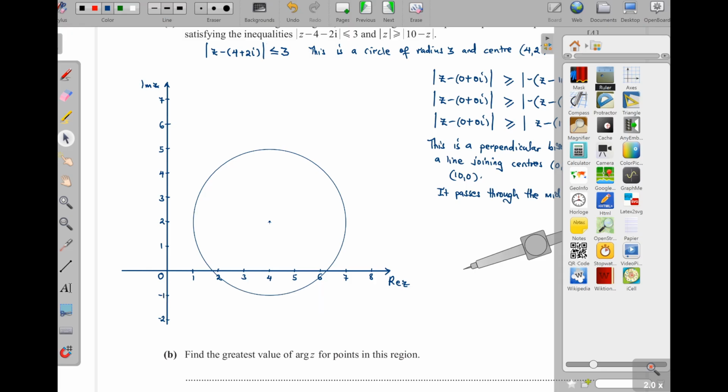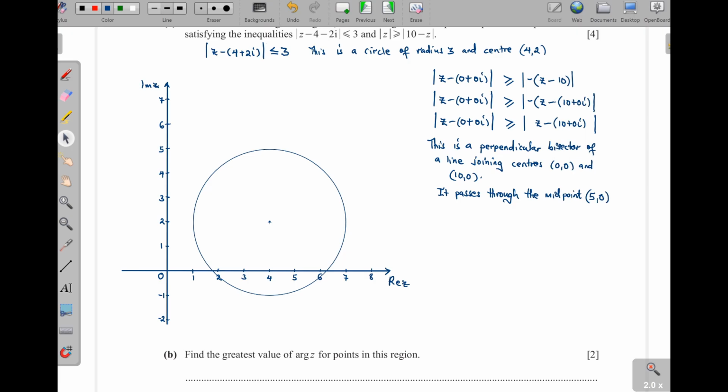Then we have to draw a perpendicular bisector between these two centers, 10 and 0. That one is far away, so it is this side. I'm going to elongate this one here. I had drawn a smaller one, so I'll elongate this one just like that. Now, also plotting these centers carries a mark. So 0, 0 is here, then 10, 0 is here.